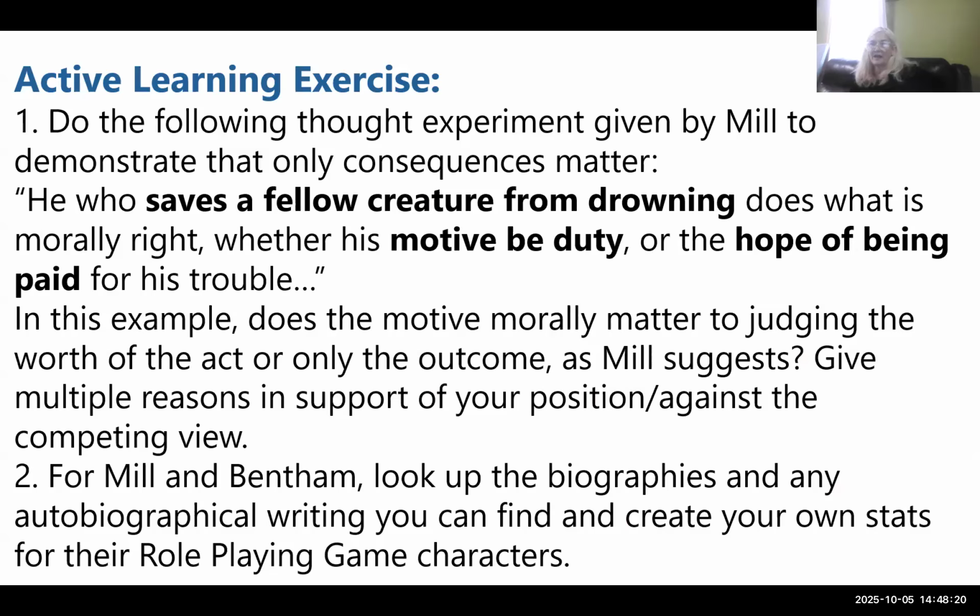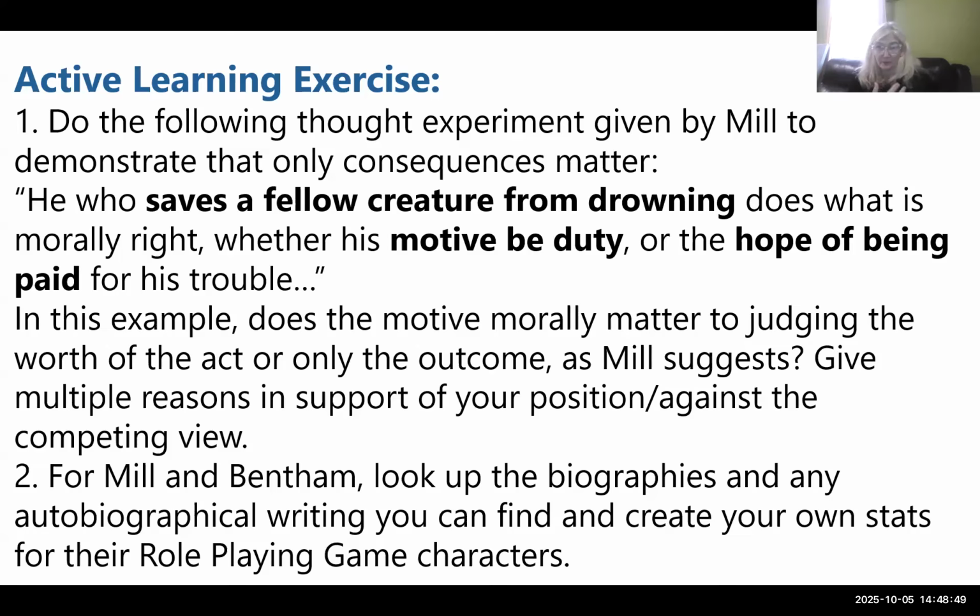So do the following thought experiment given by Mill. The purpose of this thought experiment is to show that only consequences matter morally. So I want you to test this on yourself and see if he's right. He who saves a fellow creature from drowning does what is morally right, whether his motive be duty or the hope of being paid for his trouble.